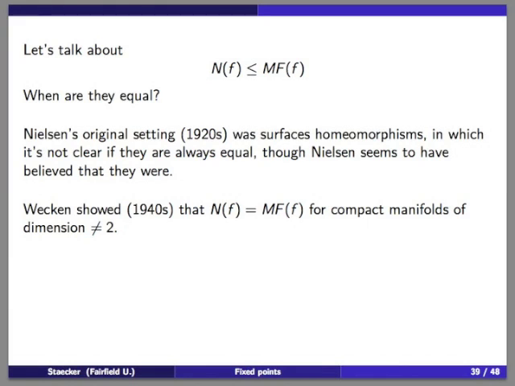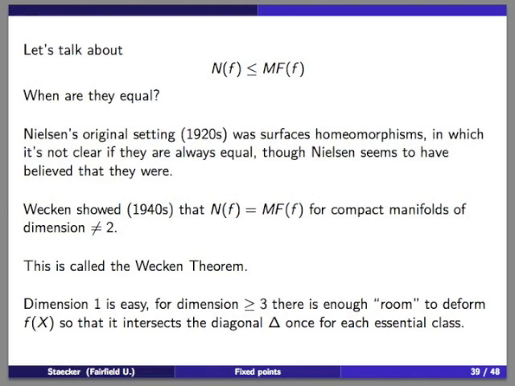If the dimension is 1, it's easy enough to show that, actually I think I already explained that they're equal. Yeah, when the dimension is 1, then it's just the circle and everything works out easily. When the dimension is higher, you can use some tricks. So this is called the Wecken theorem, that the Nielsen number is equal to the minimum number when the dimension is not 2. So, like I said, dimension 1 is easy.